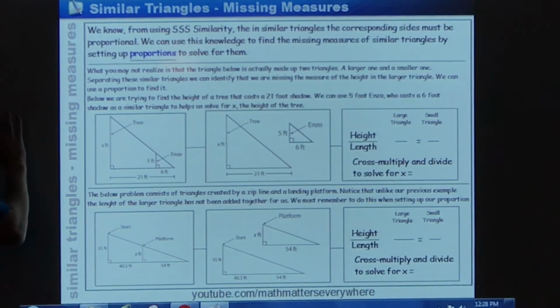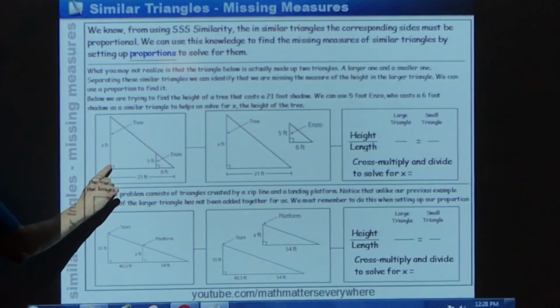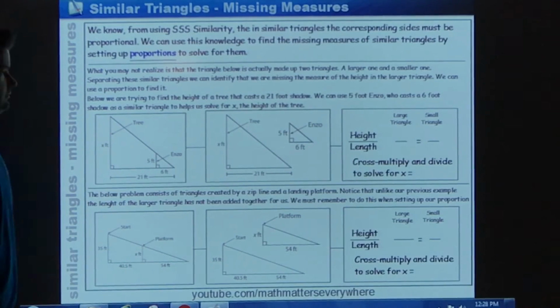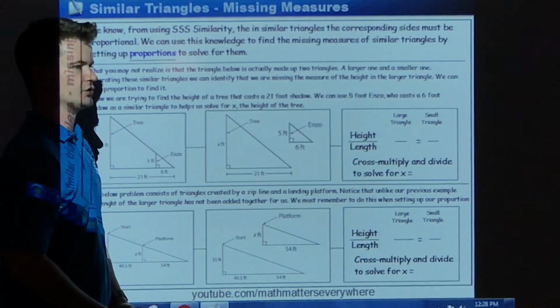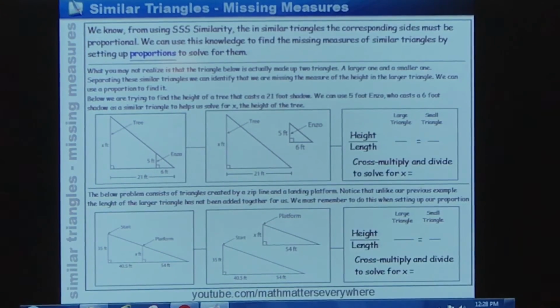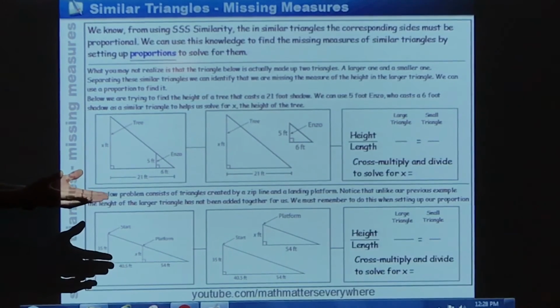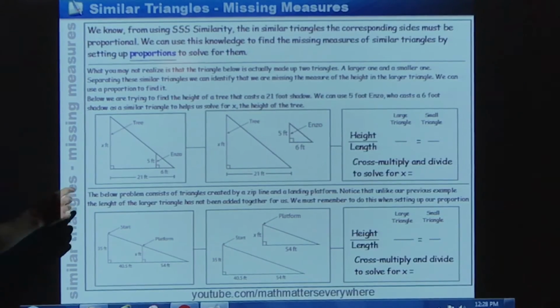So we look here. In this scenario, we're trying to find the height of a tree. We're going to say that this is a tree. And in front of that tree, someone is standing. His name is Enzo. Enzo is casting a shadow. And the tree behind him is casting a longer shadow. And our job is to try to find the height of the tree.